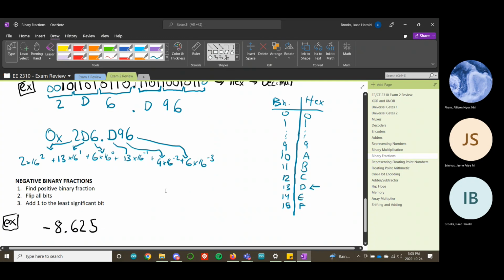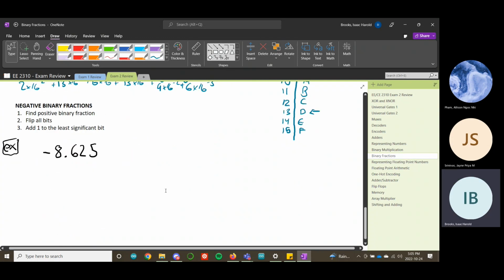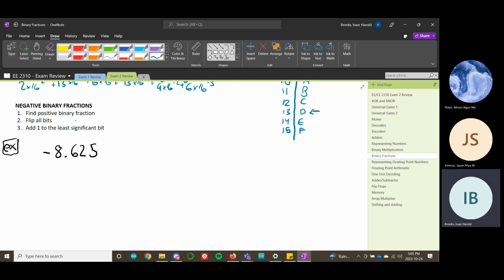Okay. Next thing is negative binary fractions. Negative binary fractions work the same way as finding negative binary numbers. You find the positive binary fraction, flip all the bits, and the only different part is you add 1 to the least significant bit. So let's see what that looks like. We want to write negative 8.625 in binary.